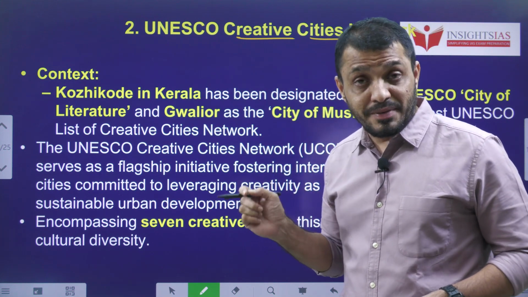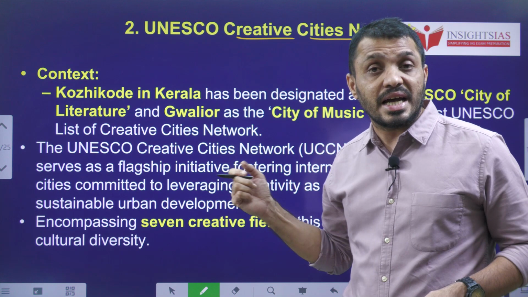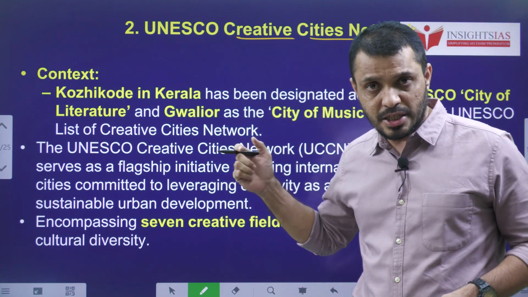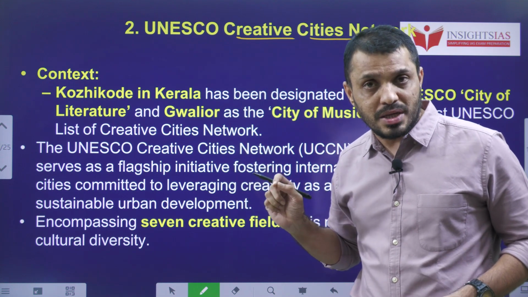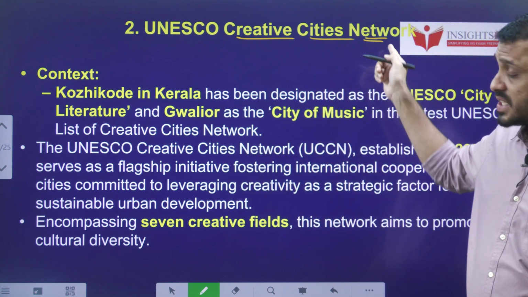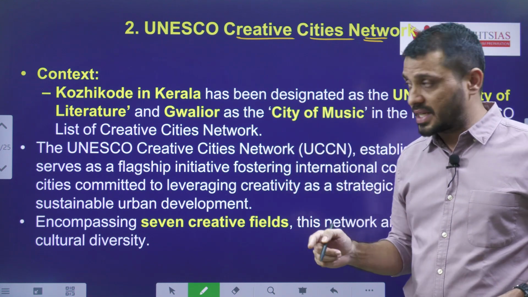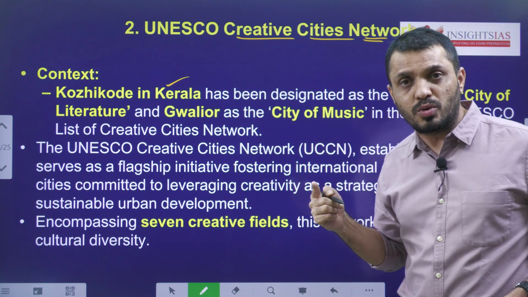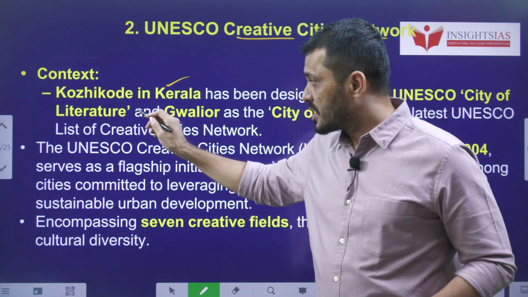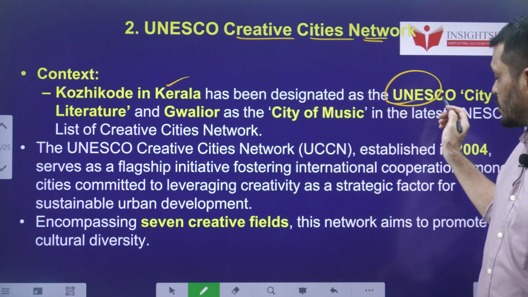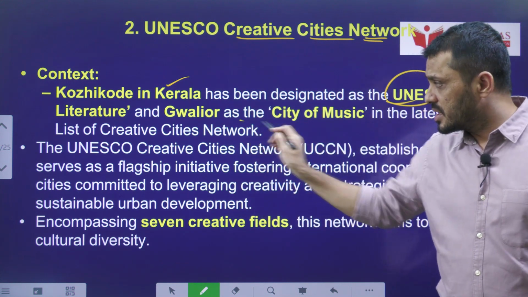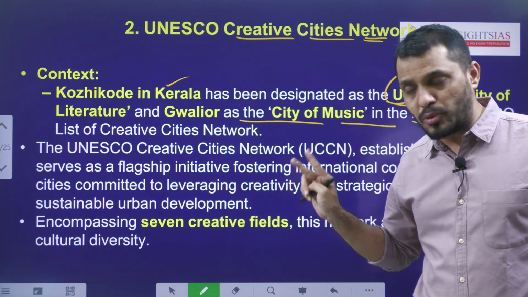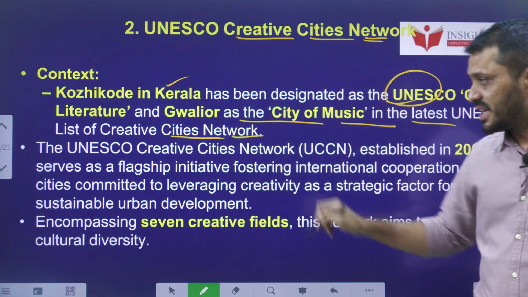We will discuss UNESCO and some other categories in this network, and what other cities are included under this. First, our focus will be on the Creative Cities Network category. Later we will see some other categories. Kozhikode in Kerala, whose ancient name is Calicut, was designated a UNESCO City of Literature, and Gwalior a City of Music. They are both included under the broad category of the UNESCO Creative Cities Network.